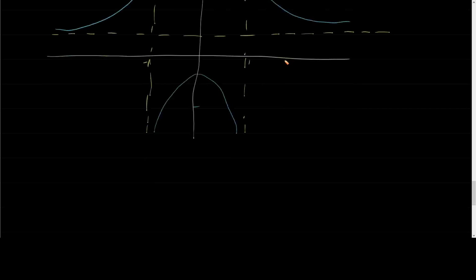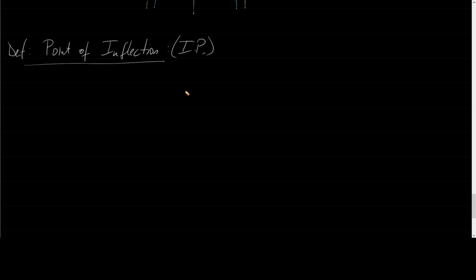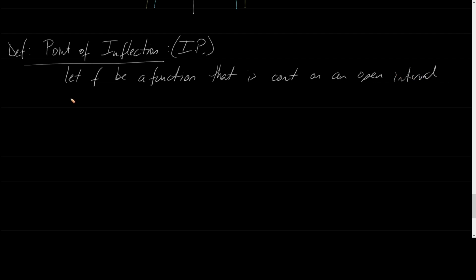Next one. Actually, let's define something here. Definition. And this is for something called a point of inflection. It is also sometimes called an inflection point, all right? And in fact, in general, I do call it an inflection point, and I'll be abbreviating it IP, inflection point. So let f be a function that is continuous on an open interval I.